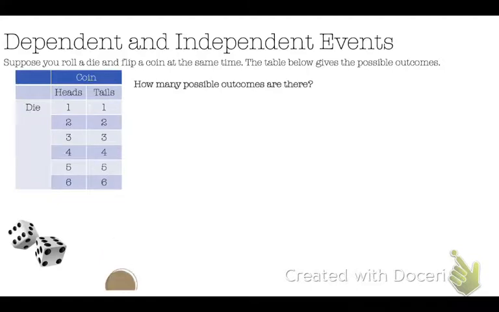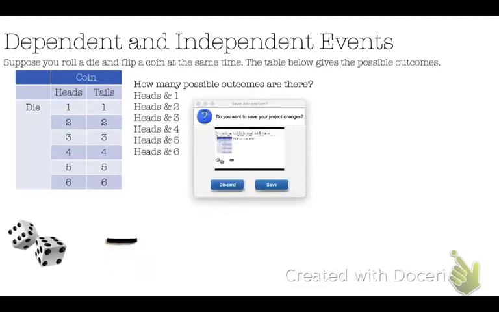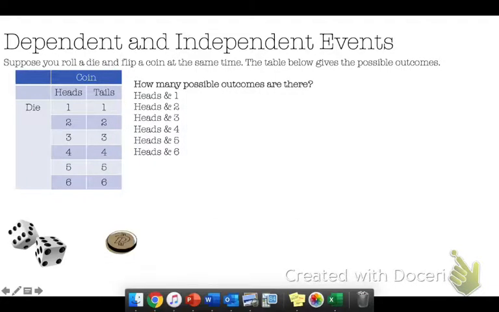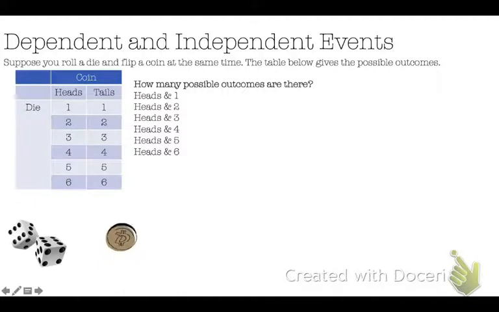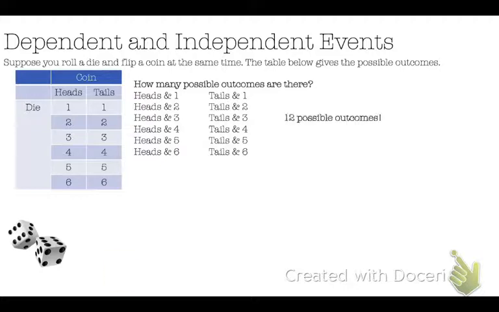So we want to know how many possible outcomes there are. Well, there's 1, 2, 3, 4, 5, 6, 7, 8, 9, 10, 11, 12. There's 12 possible outcomes. We can just count them. Okay, so you could get a head and a 1, or head 2, head 3, head 4, head 5, head 6. Or you could get tail 1, tail 2, tail 3, tail 4, tail 5, tail 6. So there are 12 possible outcomes.